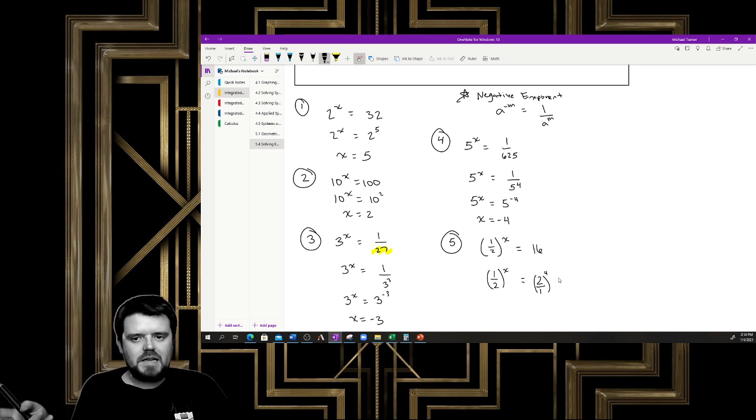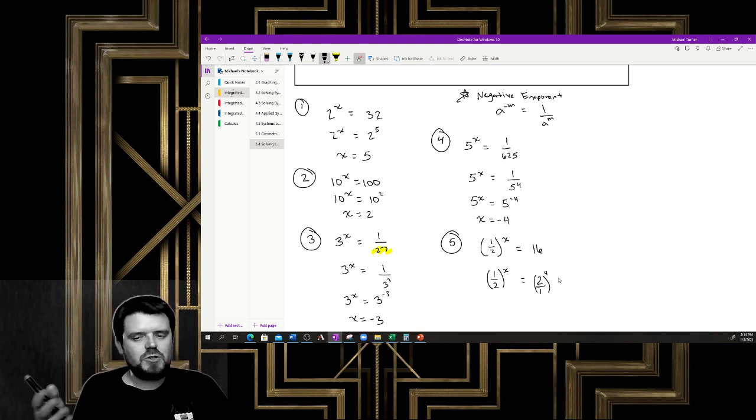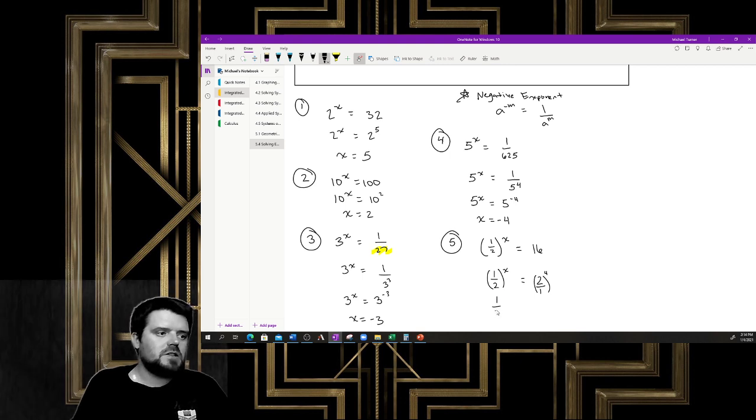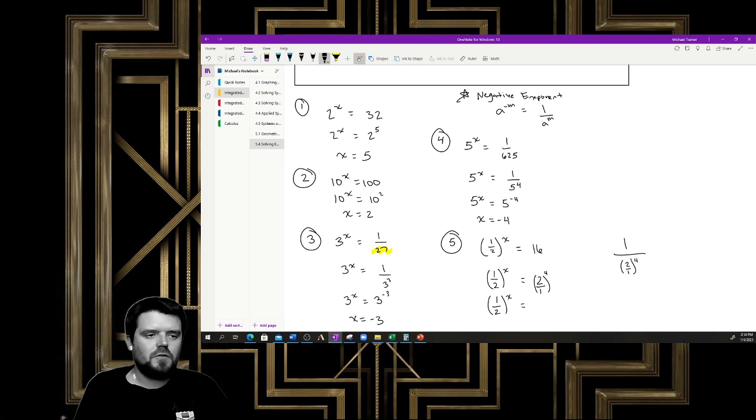Well, now it's almost the same, but on the right I have 2 over 1, and on the left I have 1/2. So then what I can do is use my negative exponent rules, and by using my negative exponent rules, that's essentially going to flip that fraction. If I do 1 over, and this is just scratch work here, but 1 over 2 over 1 to the 4th power, then I can rework this so that it is 1/2 to the negative 4th power. Therefore, x equals negative 4.